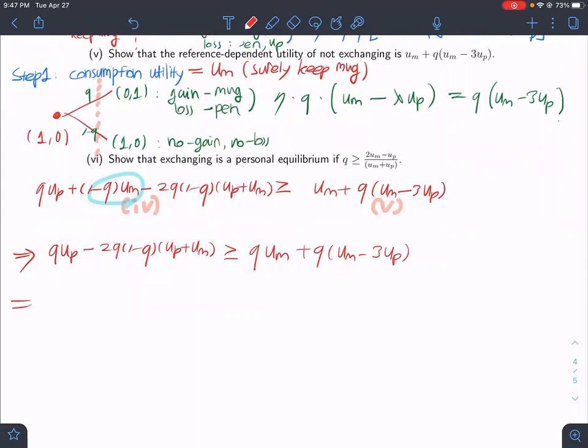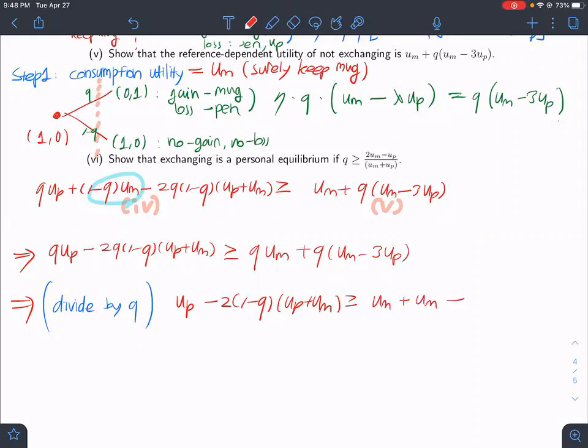Then here, I will divide each side, left hand side, right hand side by Q. So Q will be gone. So what is left? We have UP minus 2 or minus Q UP plus UM greater than UM plus UM minus 3UP. Not a good handwriting. UP.